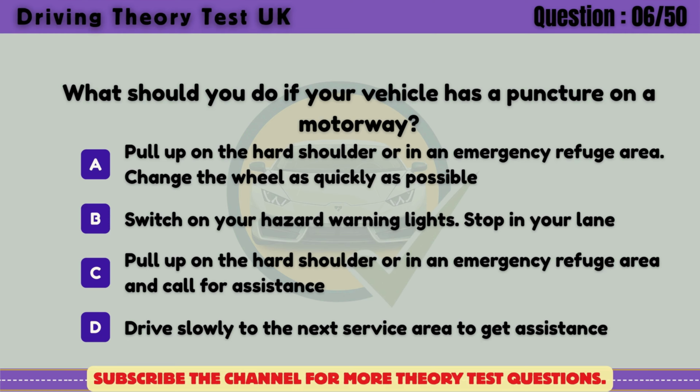Option A. Pull up on the hard shoulder or in an emergency refuge area. Change the wheel as quickly as possible. B. Switch on your hazard warning lights. Stop in your lane. C. Pull up on the hard shoulder or in an emergency refuge area and call for assistance. D. Drive slowly to the next service area to get assistance.